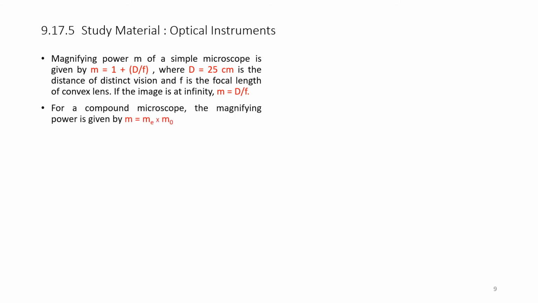For a compound microscope, the magnifying power is given by the equation m is equal to me into mo, where m is the magnification of compound microscope, me is the magnification of eyepiece and mo is the magnification of objective.